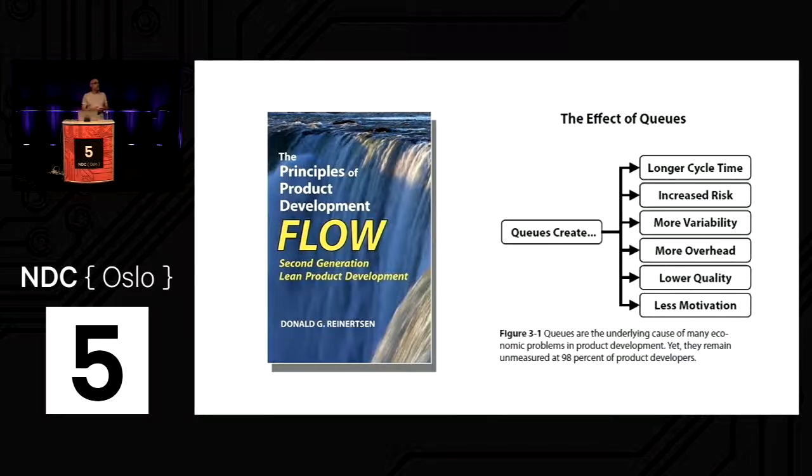You also get more variability. Queues fluctuate in depth, so you don't really understand how long things are going to take with any great accuracy.